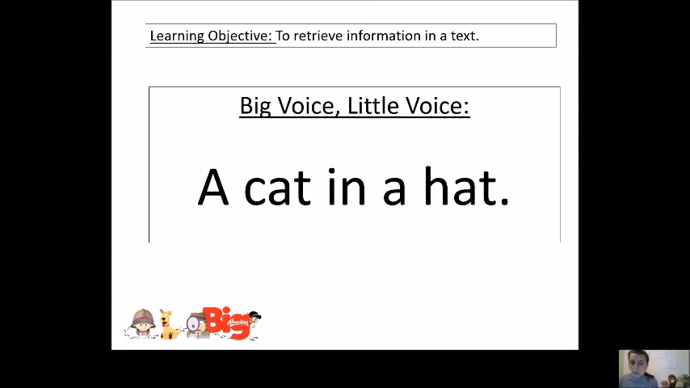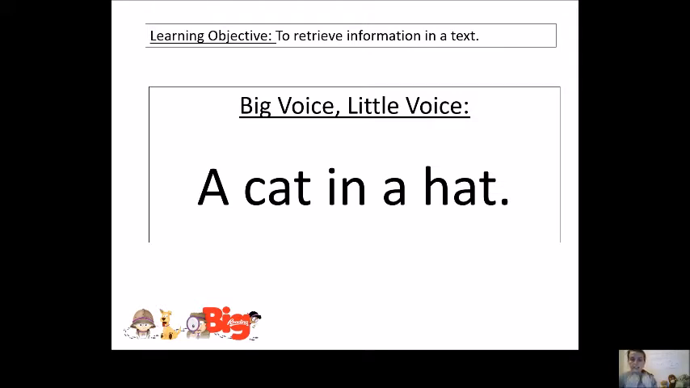Ready? Big voice, little voice. You know what that means? Big voice is me, little voice is you. So my turn, then your turn. So off I go. I am going to say this sentence together. A cat in a hat. Next time. A cat in a hat.